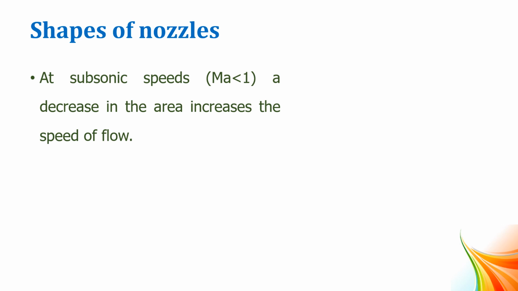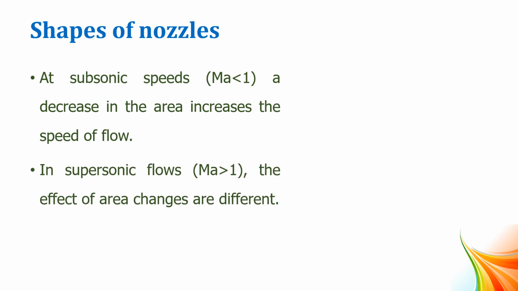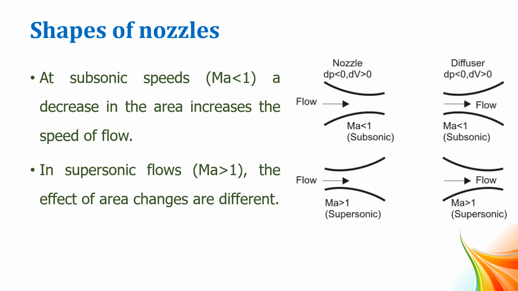That is, we know about Mach number. If the Mach number is less than 1, we call it subsonic speed. At subsonic speed, a decrease in the area increases the speed, the velocity of flow. Supersonic flow means Mach number is greater than 1. The effect of area changes is different. So in this diagrammatic explanation, you can easily understand.